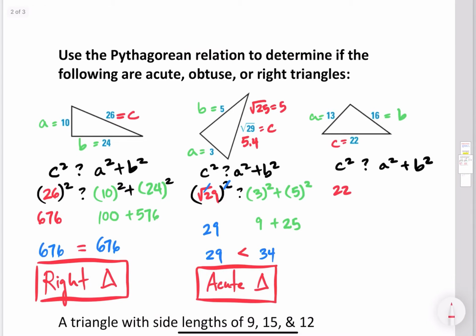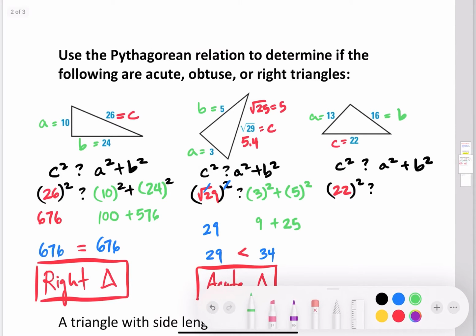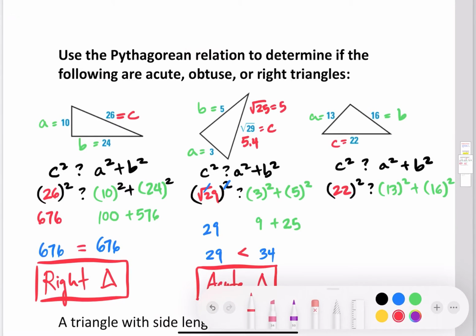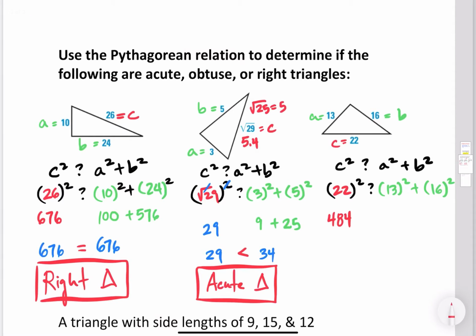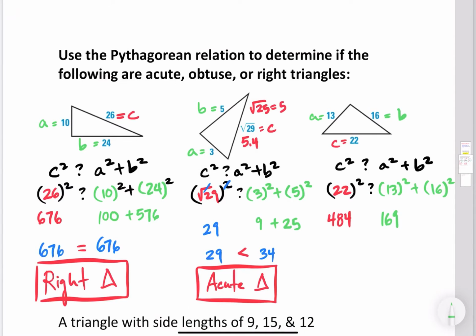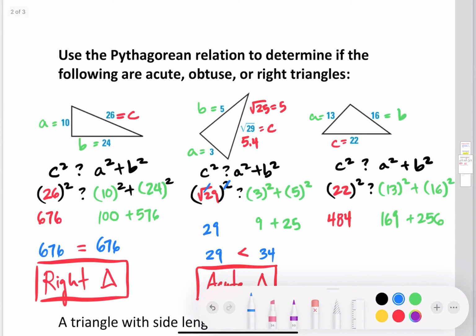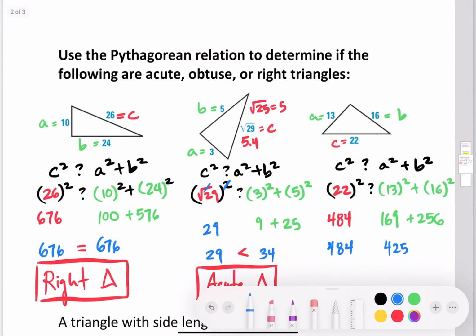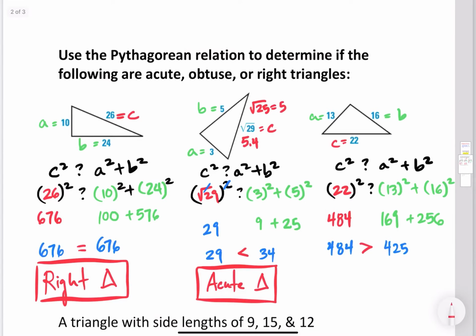And we'll plug everything in. So I'm going to plug in that 22. We'll put that squared with it. We'll put the question mark, and our A is 13, and our B is 16. So now we're going to do the math. Okay, 22 squared is 484. And then we have our 13 squared, which is 169, and 16 squared is 256. And if we add those two together, we're going to get 425. And now we're going to compare that with our 484, and we can see that our 484 is going to be greater than 425, which means we have an obtuse triangle.